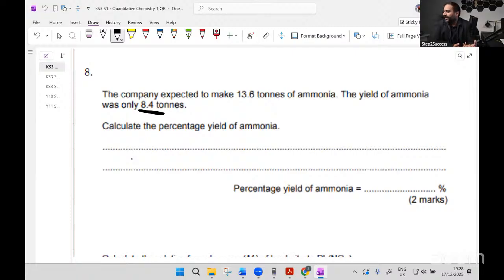It's actually just like, if I said to you that you got 22 out of 30 in a test, and I said turn it into a percentage, you would times it by 100. In the same way, in these kind of questions, they tell you how much they thought they would make, 13.6, and how much they actually made, which is 8.4. And you just do that times 100. That is percentage yield. It is really, really easy.